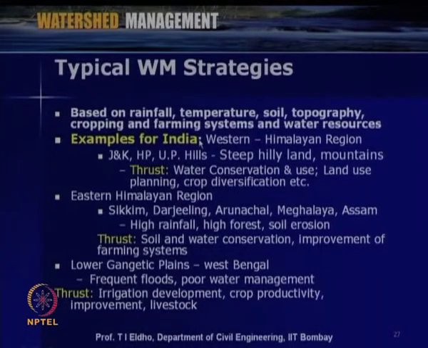If you take the case of India, and consider the western Himalayan region like Jammu Kashmir, Uttar Pradesh, Himachal Pradesh, etc., the thrust will be water conservation and use, so that we can go for land use planning, crop diversification, etc. Then if you consider eastern Himalayan regions like Sikkim, Darjeeling, etc., the thrust will be soil and water conservation, so that we can improve the farming systems. And then for the lower Gangetic plains, the issues are frequent floods and poor water management. We can go for irrigation development, crop productivity, improvement of livestock, etc.